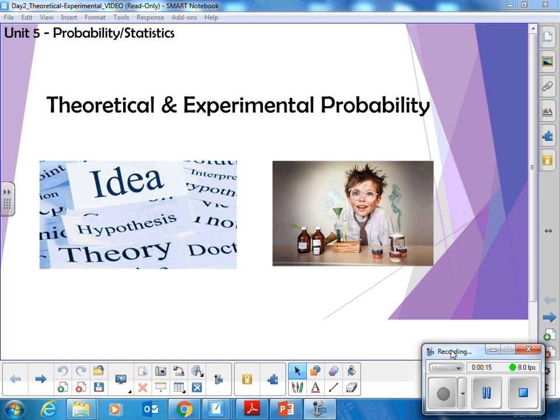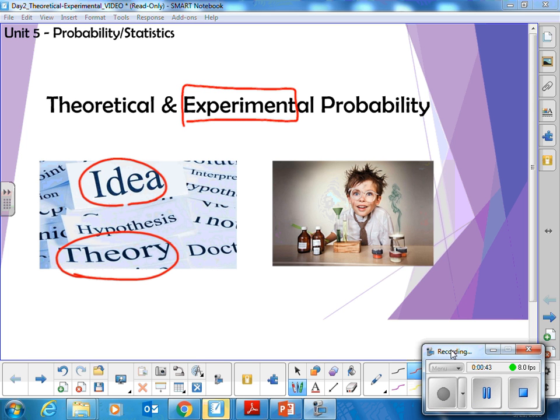Now last class we introduced you to what probability is. It is the likelihood of something occurring. And so today we're going to talk about the difference between theoretical probability and experimental probability. If you look at the bases of the words, theoretical sounds like the word theory, so it is our idea of what should happen. Where experimental, you see experiment in the word, that is us actually doing something and collecting data based on an experiment or something that we've actually done.